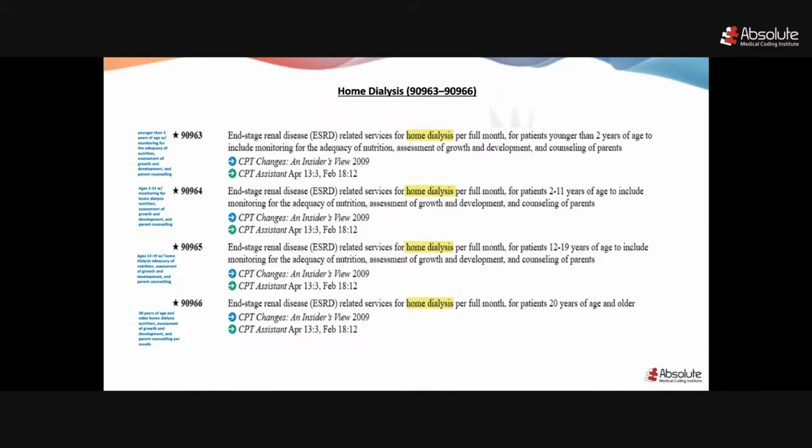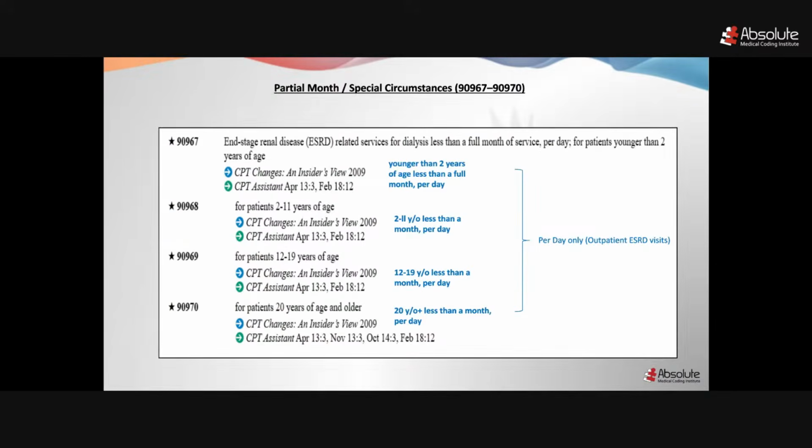Now next up, let's cover the partial month, or special circumstance ESRD codes. These codes range from 90967 through 90970, and they are used when a patient receives less than a full month of dialysis services. They are reported per day. And like other ESRD codes, these codes are also age specific.